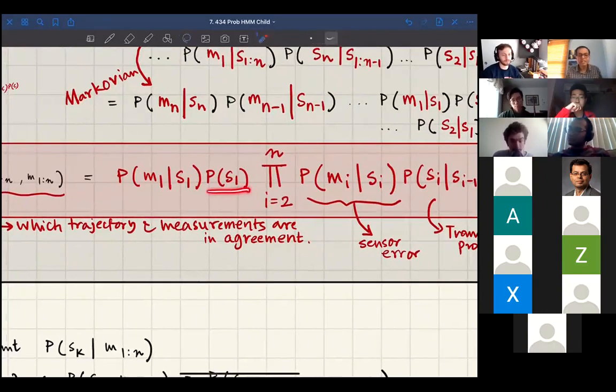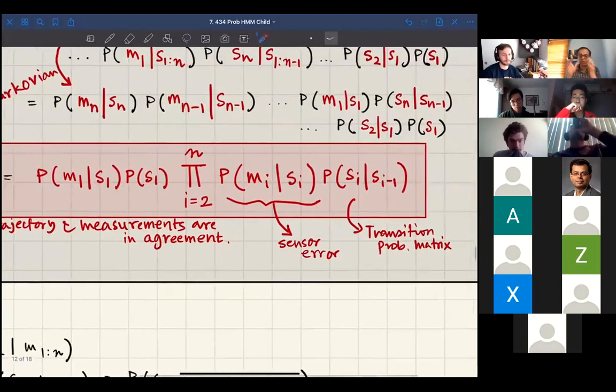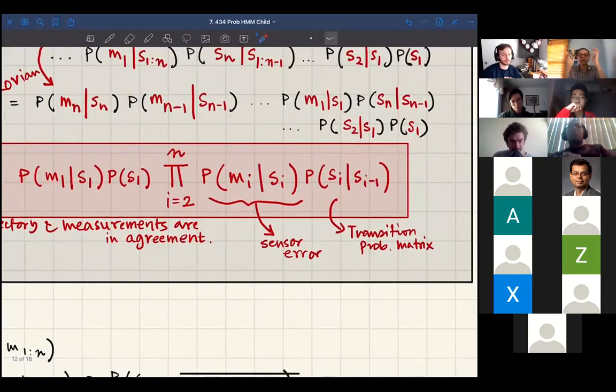P of S1 is the probability of the initial state. Okay. P of S1, S1 equals L1, L2, L3, L4, L5. So you're saying what is the probability S1 equals L1? What is the probability S1 equals L2? What is the probability S1 equals L3 and so on.